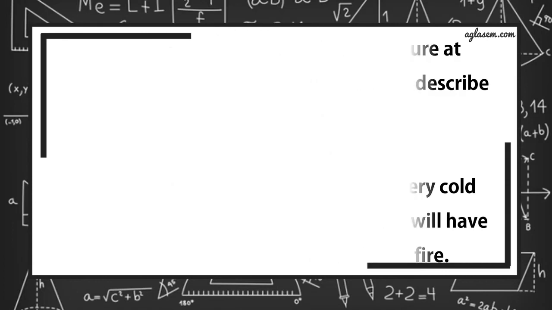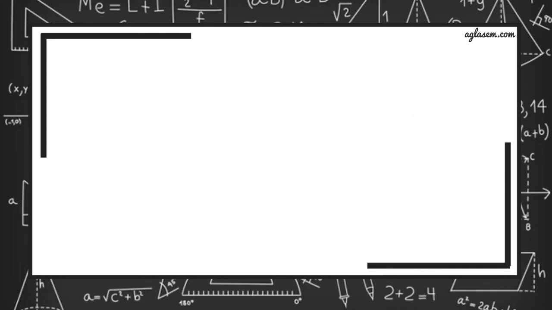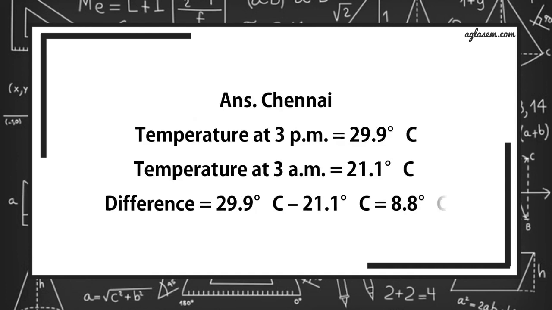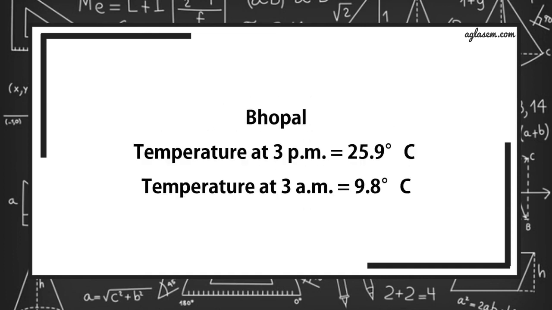Further, B part says, what is the difference between the temperatures at 3 p.m. and 3 am in Chennai? In Bhopal? Answer is, let's talk about first the Chennai. Temperature at 3 p.m. is equal to 29.9 degrees Celsius, whereas temperature at 3 am we have 21.1 degrees Celsius. So the difference is 29.9 degrees Celsius minus 21.1 degrees Celsius, which will give you 8.8 degrees Celsius. Further, let's talk about Bhopal. Here temperature at 3 p.m. is 25.9 degrees Celsius and temperature at 3 am is 9.8 degrees Celsius.